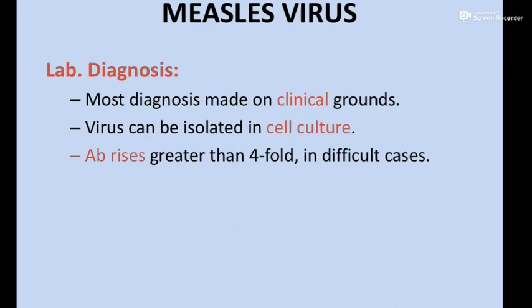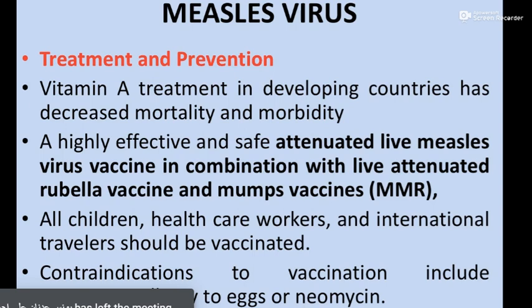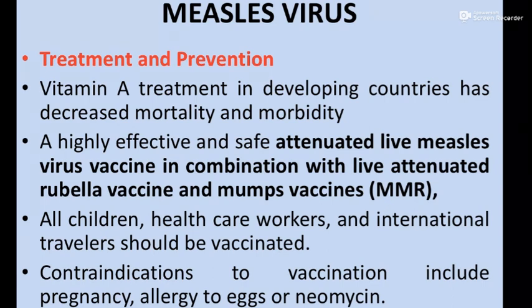Lab diagnosis. Most diagnosis is made on a clinical ground. The virus can be isolated in cell culture and antibody titer rises up to 4-fold. The most important thing is clinical diagnosis for measles virus. Prevention. What we use most is the live attenuated measles vaccine, which is MMR. MMR is routinely given to young children for more than 25 years now. MMR is measles, mumps, rubella, and we will talk about it a bit more at the end. It is also contraindicated in pregnancy.